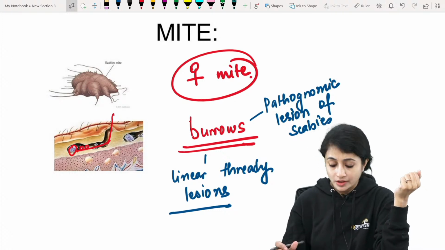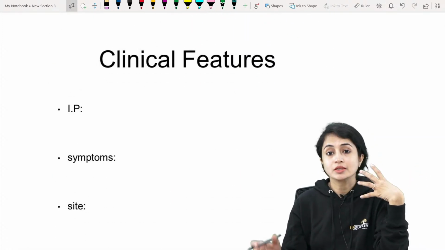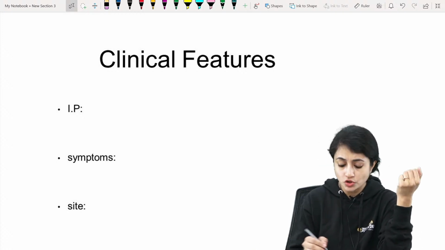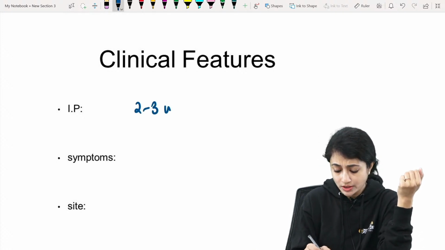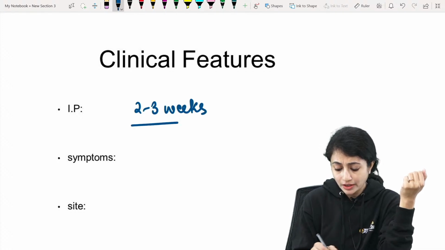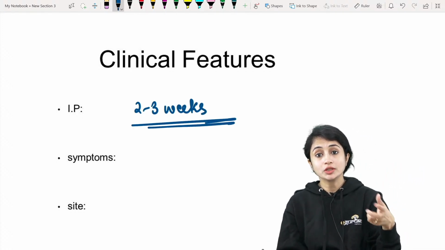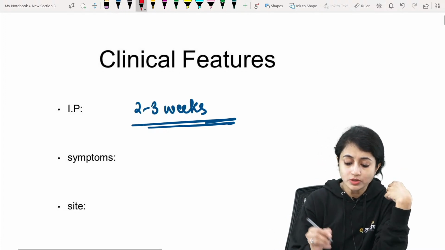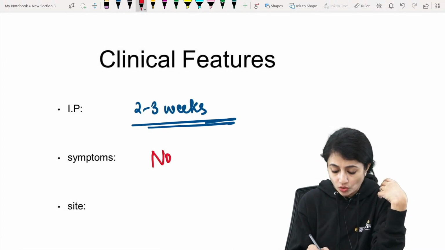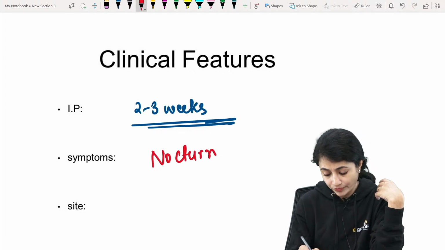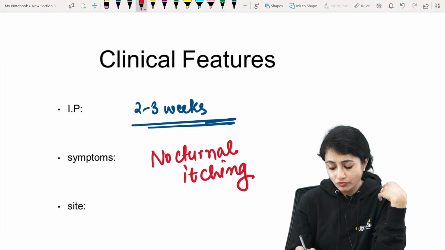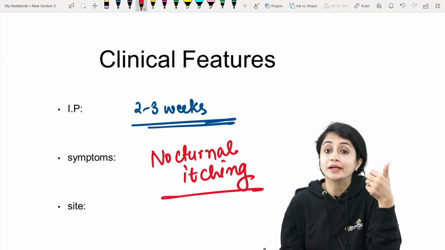Okay. So now, how does the scabies patient present to me? The incubation period is usually 2 to 3 weeks. So it's not like immediately you start getting itching. There is an incubation period also. The most important symptom with scabies is nocturnal itching. What do I mean by nocturnal itching? Itching which is more predominant at night time.